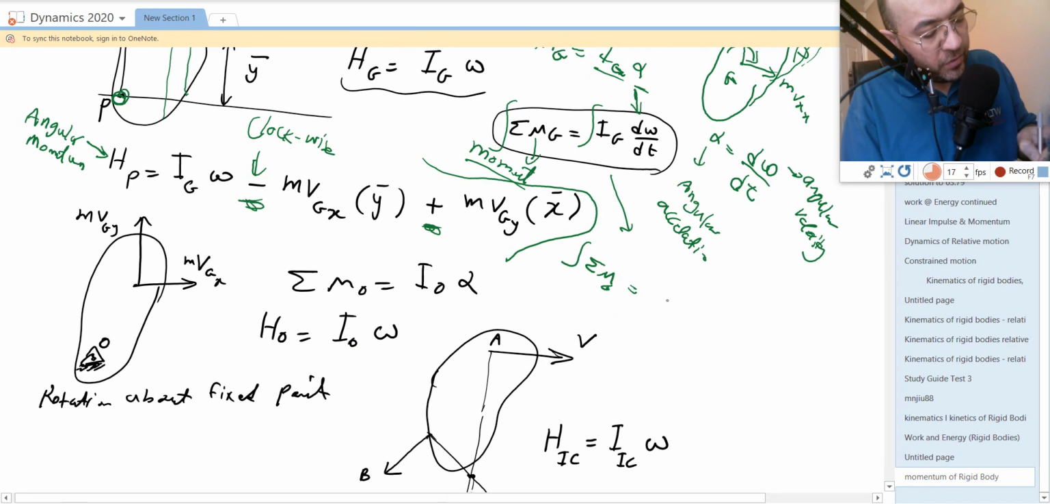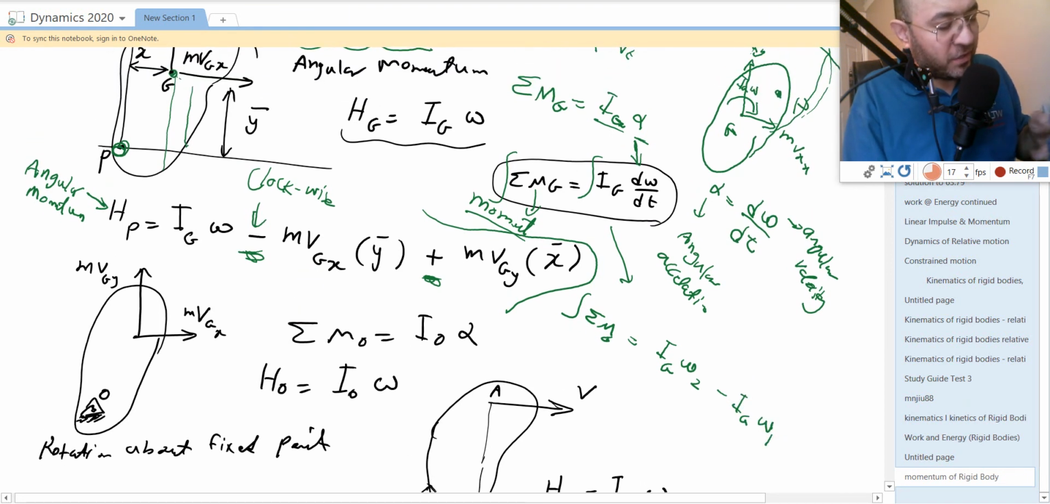is equal to Ig omega 2 minus Ig omega 1. So we ended up with a different equation. In this equation, you can keep this one on this side and move the other one to the other side. But again, there's a dt here. My apology. We are integrating with respect to time.